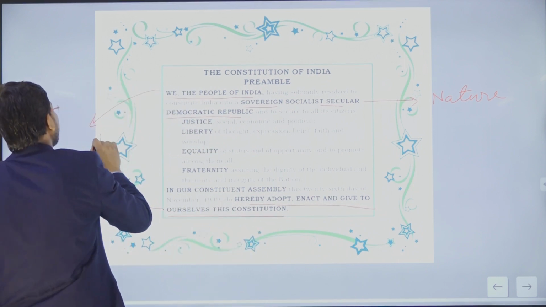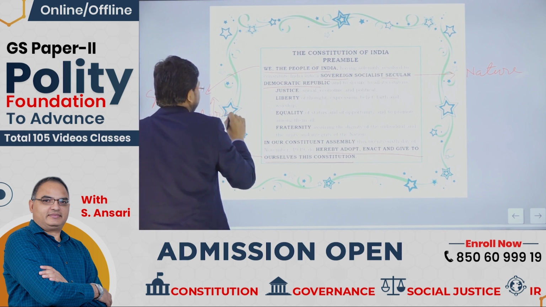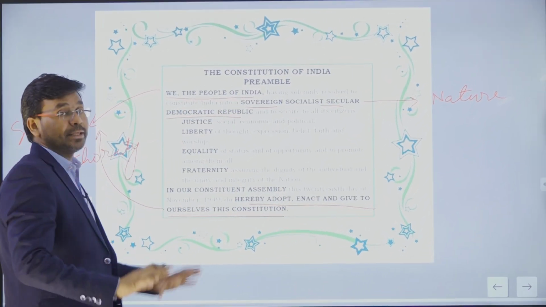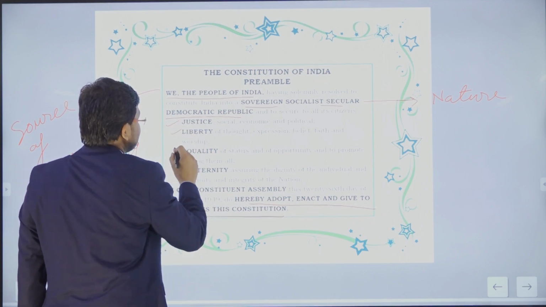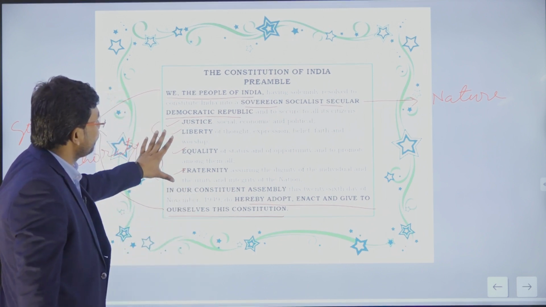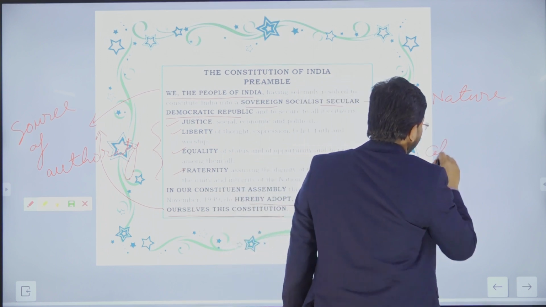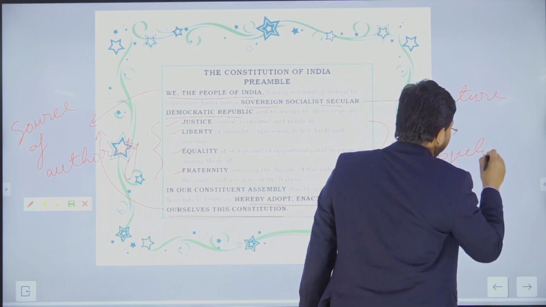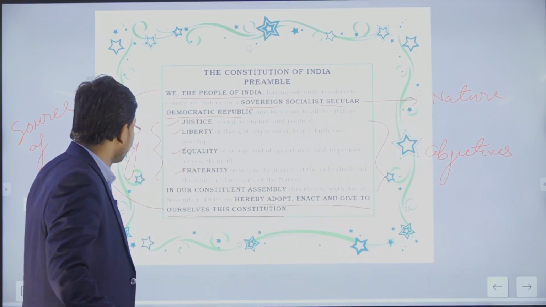These two parts together talk about the source of authority. It talks about the source of authority, which lies with the people of India. Then the keywords that you see, justice, liberty, equality and fraternity, these four keywords talk about the objectives of the Constitution of India.